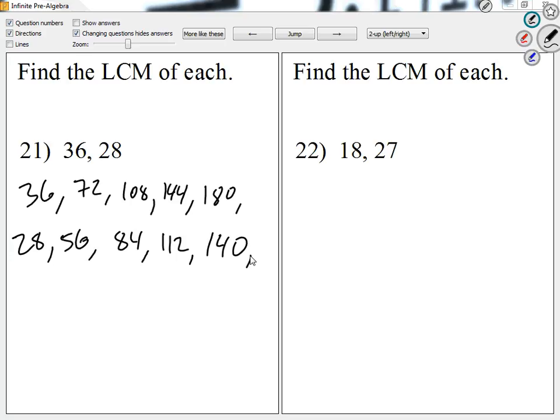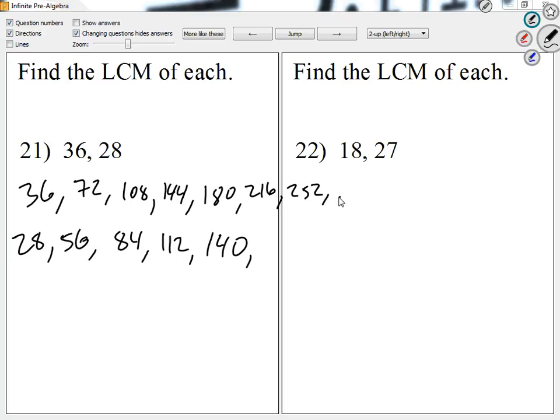Now my question to you is, do you see a common multiple? Right, the same number in both lists. No? Since we don't have any, we have to make our list bigger. Right, we have to extend it. Looking at the next one, let me start at 180. I'm adding 36. How much is 180 plus 36? 216. Let me add one more. How much is 216 plus 36? 252. And I know we can add more, but let me stop it there.